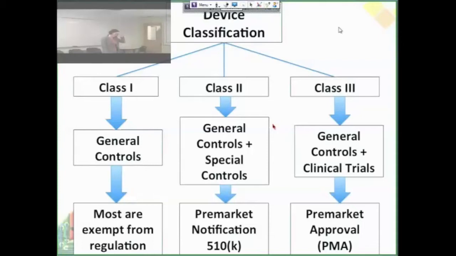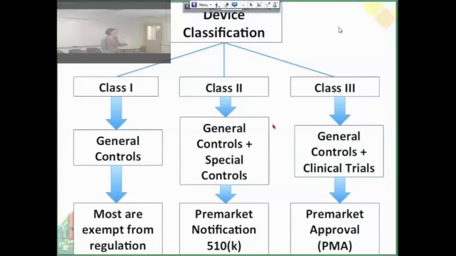Class 2 devices have general controls, but also special controls. We're going to talk about what's included in special controls in a little bit. And the pathway that you have to go through if you are trying to get approval for a Class 2 device is called Premarket Notification, or 510K. So it's more commonly referred to as 510K. And that's actually not approval per se, it's actually clearance. So we're going to talk more about that in a little bit.